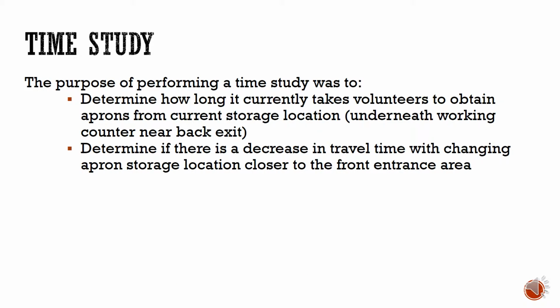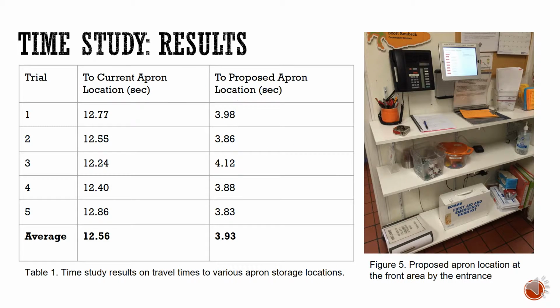We then performed a time study, and the purpose of this was to determine how long it currently takes for volunteers to obtain aprons from the current storage location, which is underneath the working counter near the back exit. We wanted to determine if there was a decrease in travel time with changing the apron storage area closer to the front entrance. The time study results are as follows.